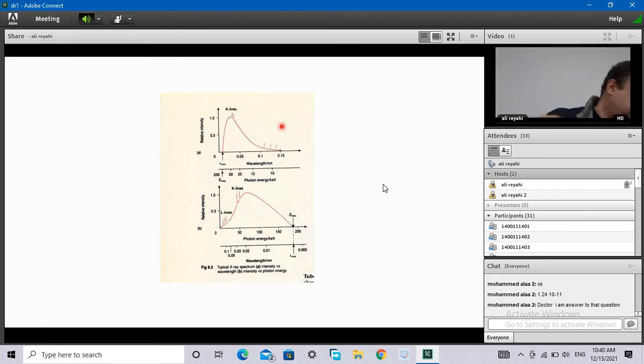Sorry, I must connect the laptop to the electrical source. Okay, sorry.